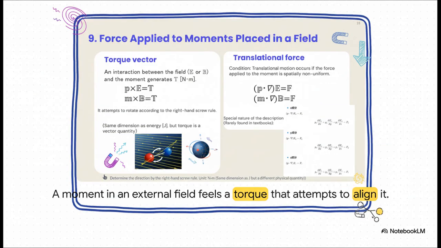So what happens if you take one of these moments and you place it in an external field? Well, it's going to experience a torque. That's a rotational force, and it tries to twist the moment to align it perfectly with the field lines. This torque, which we write as T, is the exact principle that makes a compass needle point north or an electric motor spin. But that's not all. Besides this rotational force, if the field isn't uniform, meaning if it's stronger in one place than another, the moment can also feel a translational force, a push that actually makes it move from one spot to another.